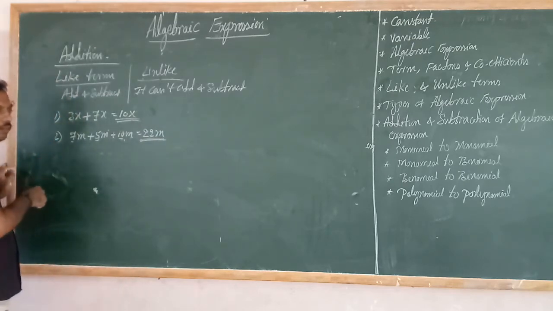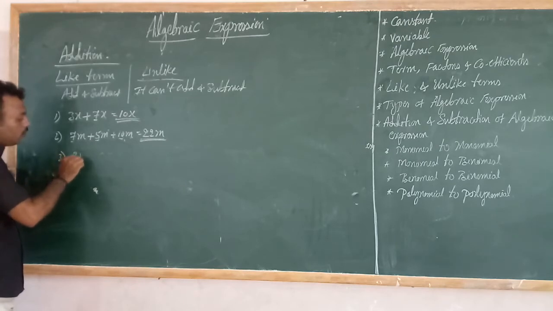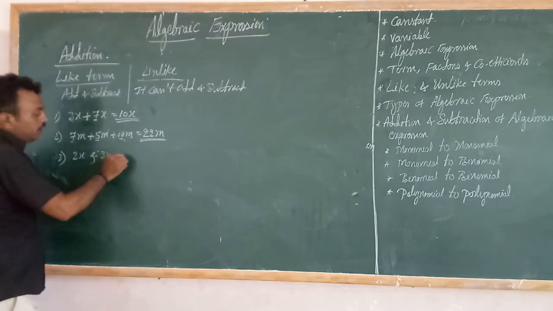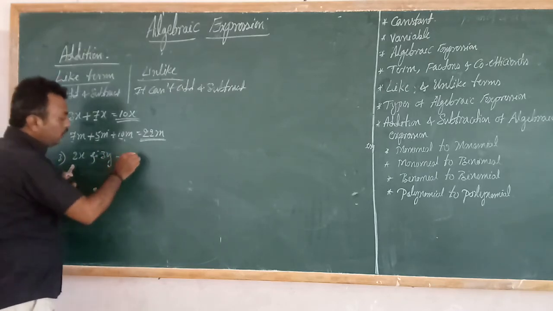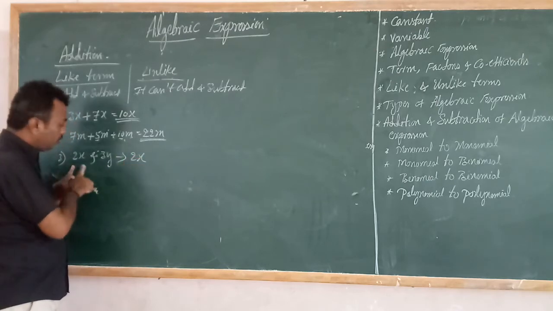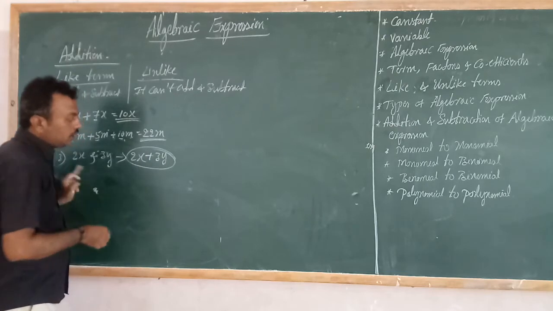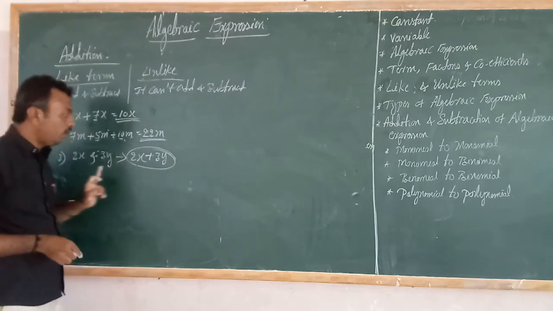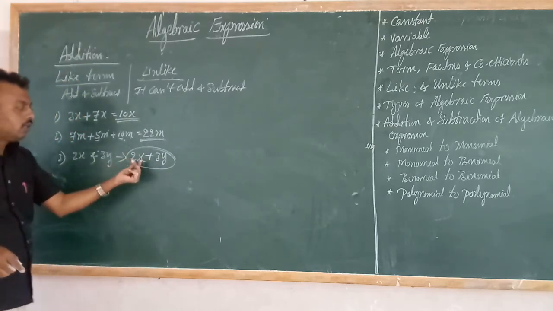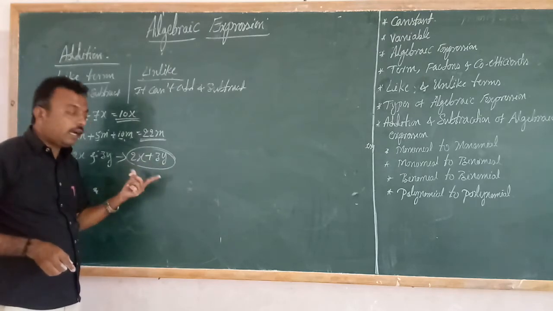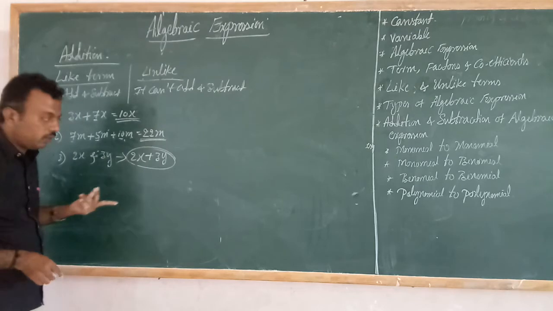So these are like terms. Suppose unlike terms, what is the sum of 2x and 3y? It cannot be added, we just put a plus sign in between. 2x plus 3y, this is the result. This is the answer. 2x plus 3y is the sum of 2x and 3y, because 2x and 3y are unlike terms, therefore they cannot be added or subtracted. Do you understand, students? Yes.